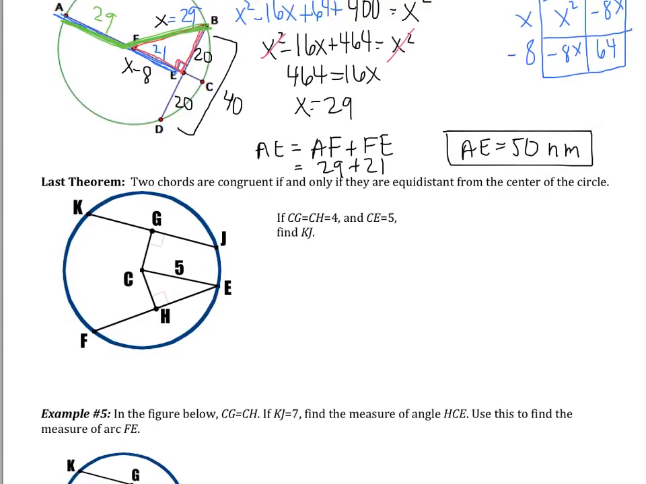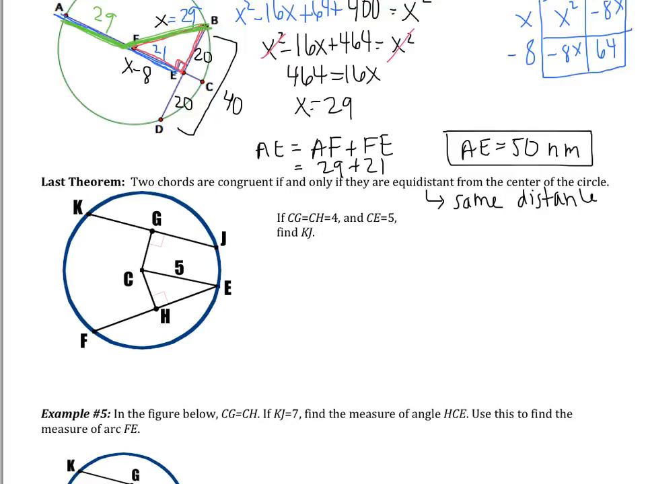It says two chords are congruent if and only if they are equidistant from the center of the circle. Before we jump into an example, we should review what equidistant is. Equidistant is equidistance. Equa kind of sounds like equal, so it means same, and distant comes from distance. So same distance. This theorem is really saying two chords are congruent if they are the same distance from the center of the circle.